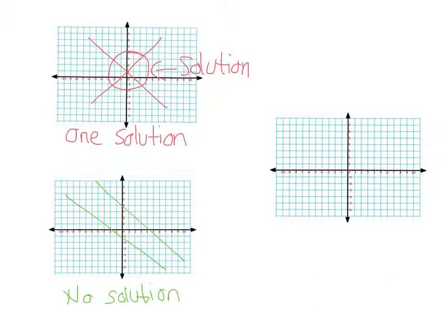And the final one, which is the one everybody likes, is many solutions. It's a line on top of a line. So you can have multiple equations that share those same exact points. So those are our 3 different types.